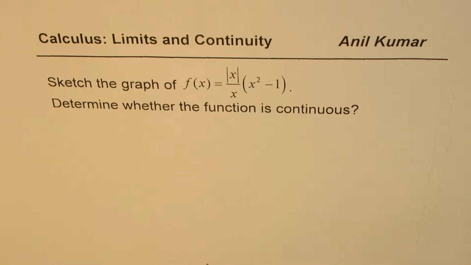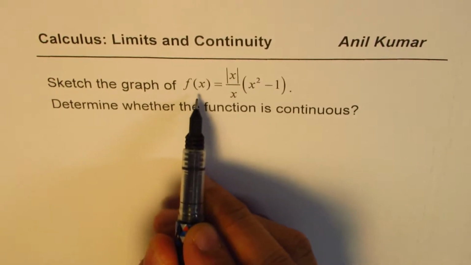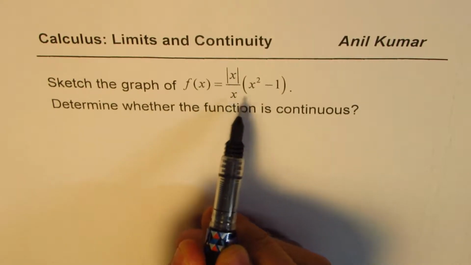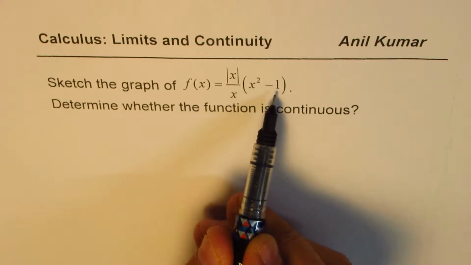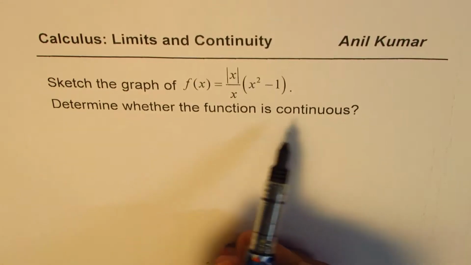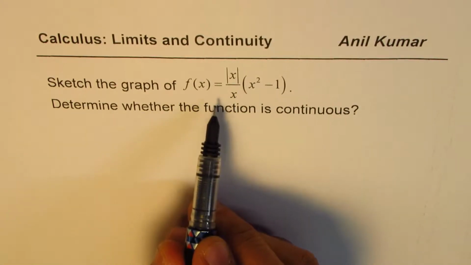I'm Anil Kumar, sharing with you a test question on limits and continuity. We need to sketch the graph of f of x, which is equal to absolute value of x divided by x times x squared minus 1, and then determine whether the function is continuous, right? So let's begin with sketching this particular function.